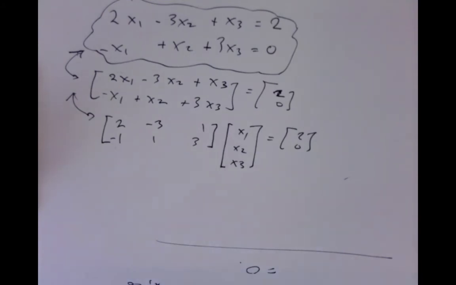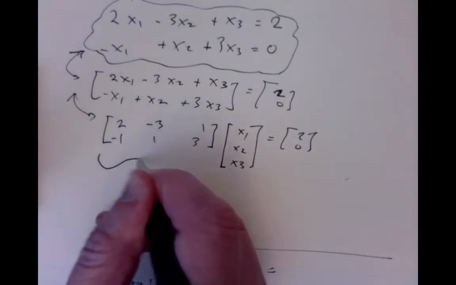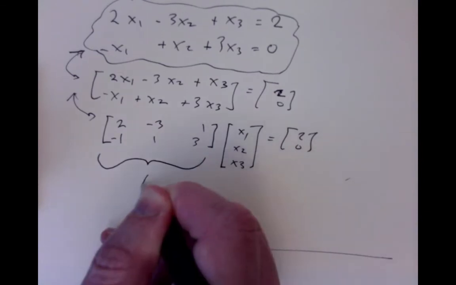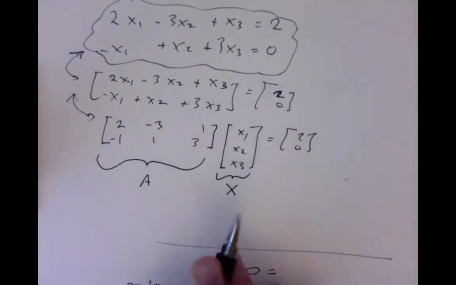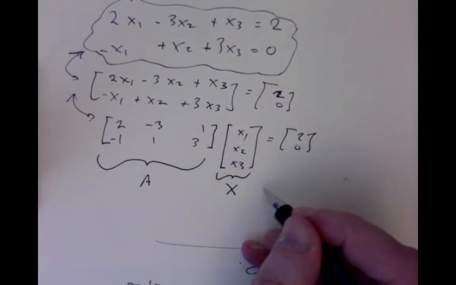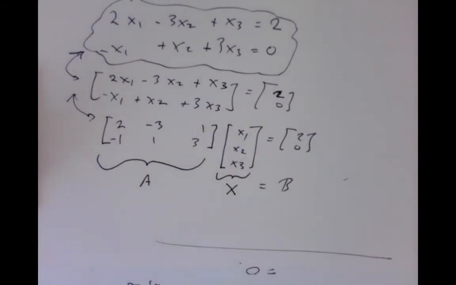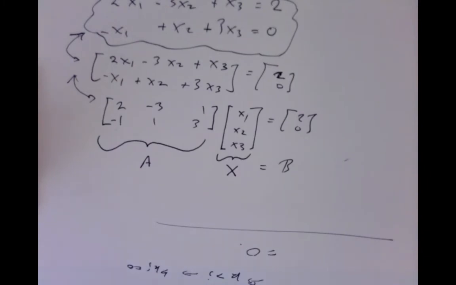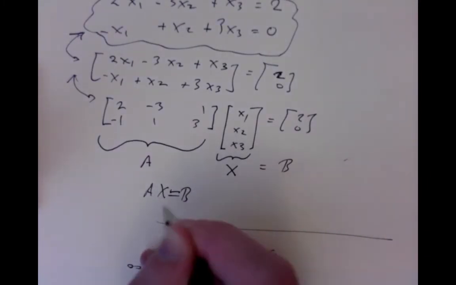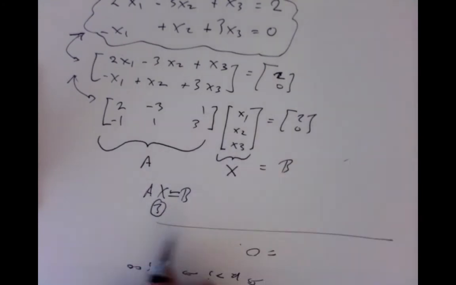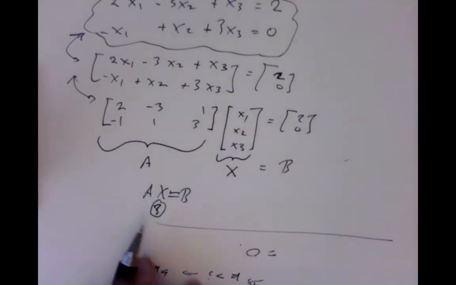It's convenient symbolically to give these names as matrices. We'll often write this as capital A, and this as capital X, the matrix whose entries are the little x's. And this is some capital B, for example. So we've written our matrix equation simply as AX equals B, where the unknown is X. We're given A and B, actual matrices of numbers, and X is a matrix of variables, which we try to solve for.